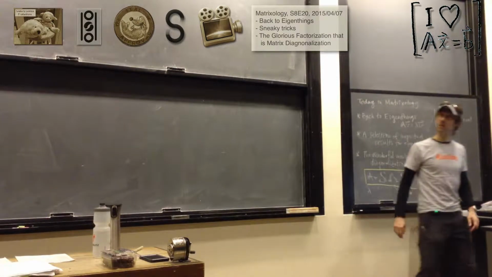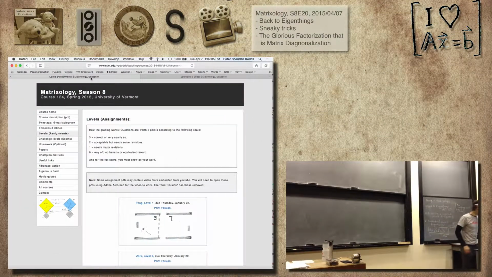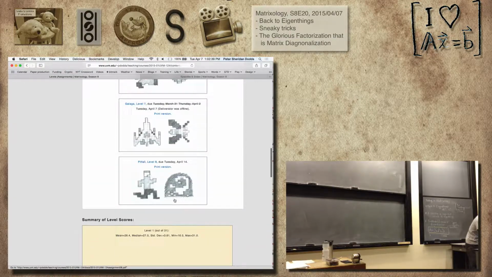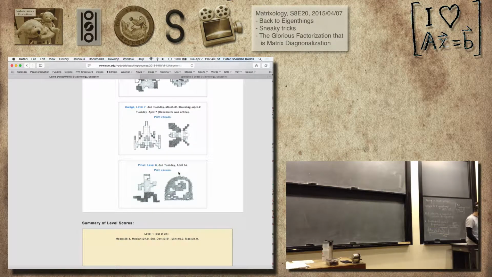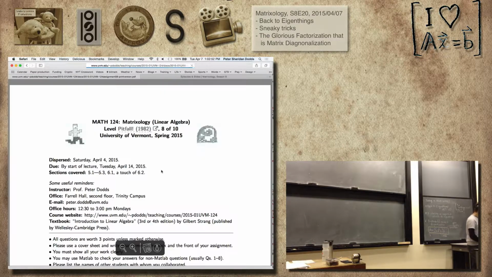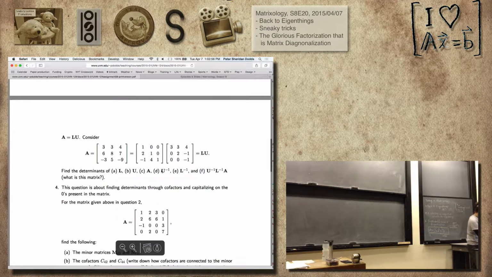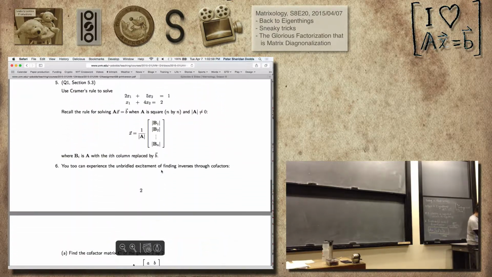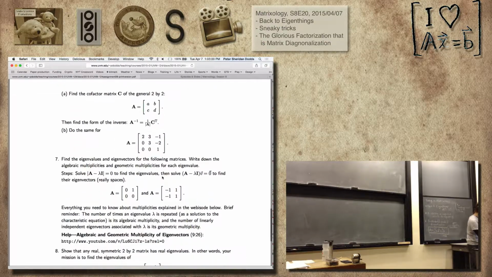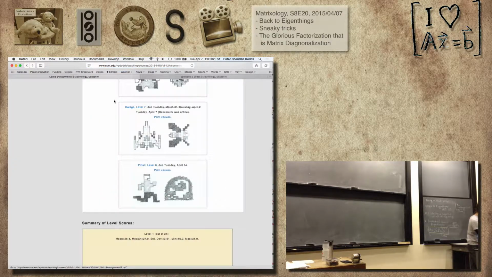Up on the slides we have your next level. Here it is, Pitfall. It's number 8. There are going to be 2 more with some increasingly silly themes related to computer games. There's some determinant stuff in there. Eigenvalues come in here again, eigenvectors, but lots to do with determinants, actually.